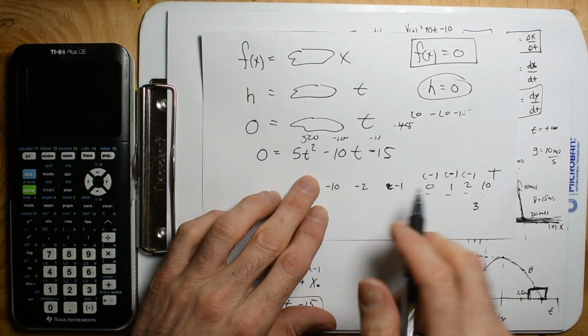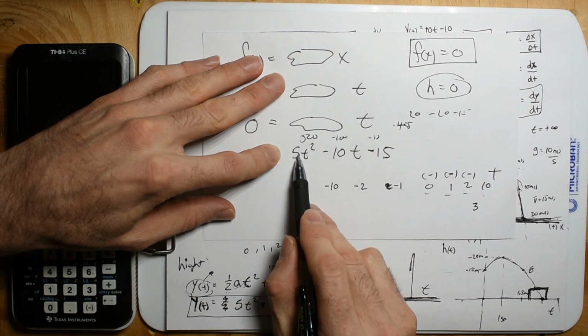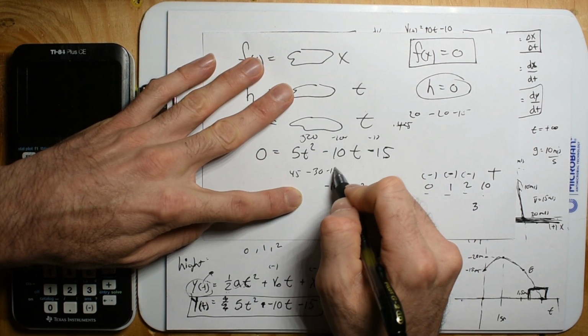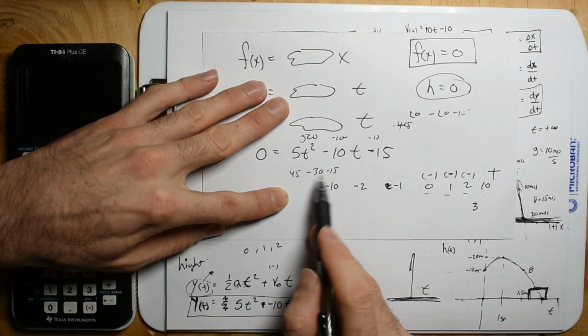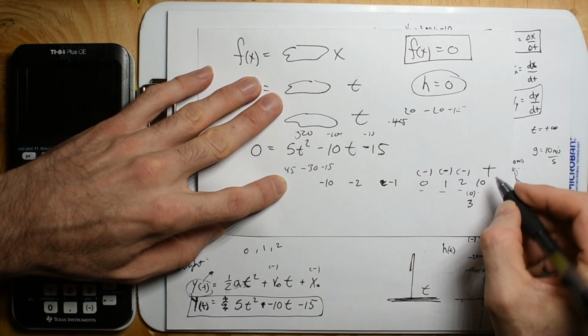Let's try t is equal to 3. And we're going to have 3 squared is 9 times 5 is 45. So we're going to have 45 minus 30 minus 15. Whoa! Sometimes you stumble right across it. It gives you your 0 value.